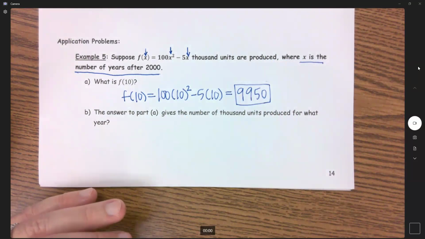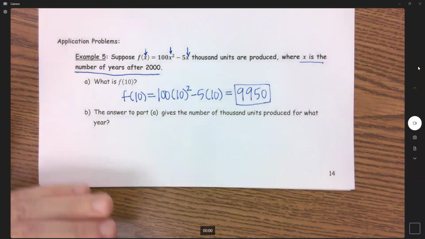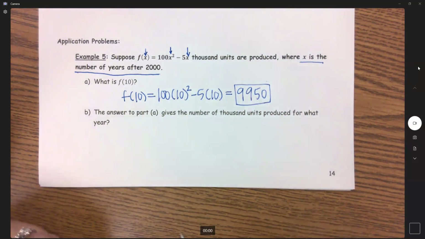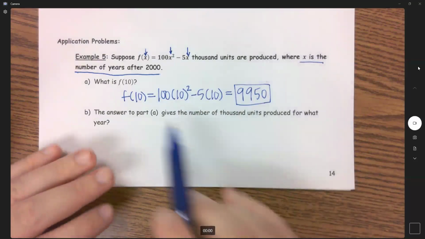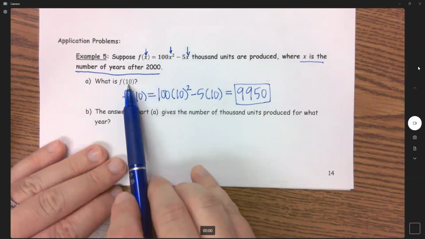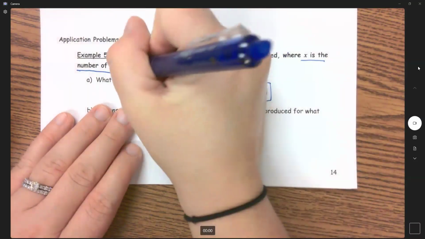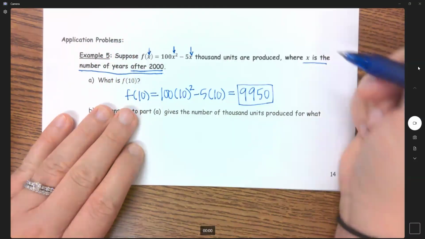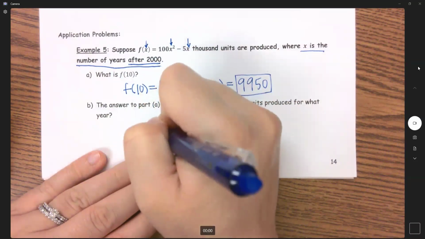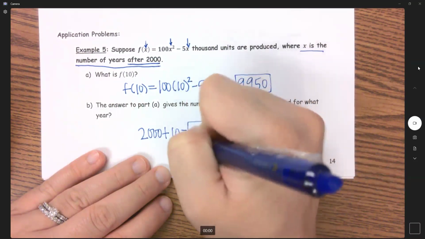The answer to part A gives the number of 1,000 units produced for what year? This is going to be very, very common, where they're going to have x represent the number of years after a certain year. In this case, it's the number of years after 2000. So if my x is 10, what year am I in? Well, I'm going to add 10 to whatever year I am after. So this would be 2000 plus 10. We would be in the year 2010.